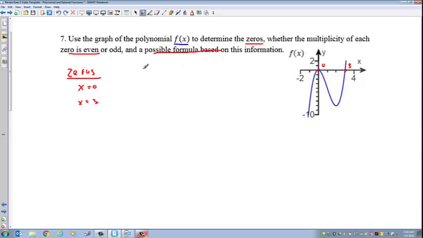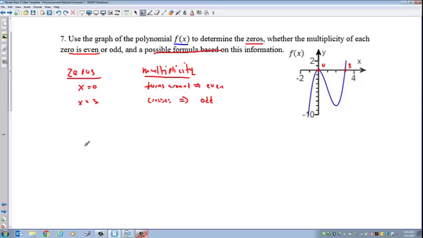The multiplicities, right, so the multiplicity for each 0. For x equals 0, I don't know the actual number, but since it turns around there, because it turns around, this implies that the multiplicity has to be even. Whereas at x equals 3, it crosses the x-axis. So because it crosses, this implies that the multiplicity must be odd.